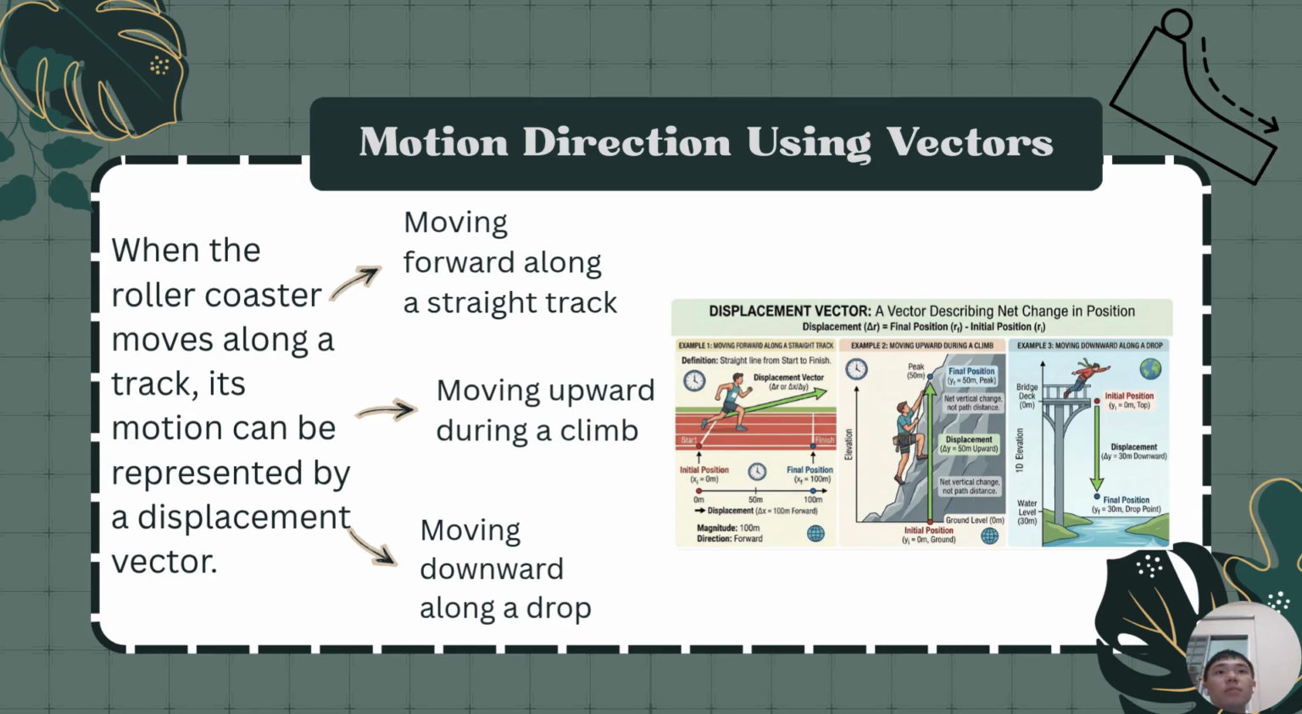So, from these examples, we can see that different types of motion, whether it is forward, downward, or upward, can all be represented using factors. So by using displacement factors, the engineers can clearly describe and analyze how the roller coaster moves along different parts of the track. This helps them design smoother tracks and ensure that the motion is safe and controlled.